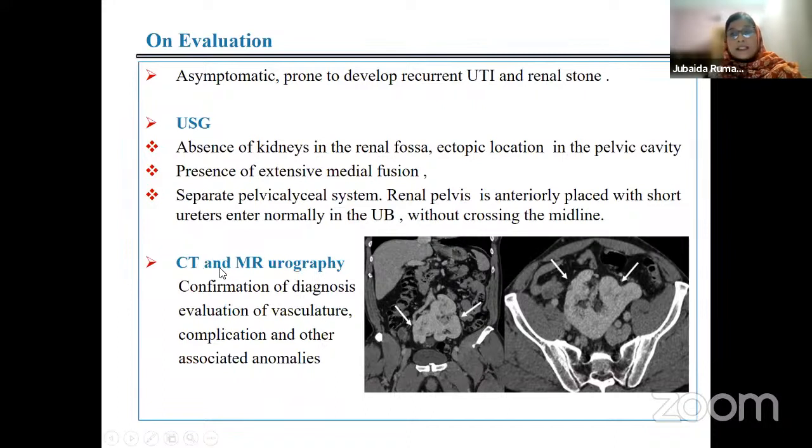And if we do CT and MR urography, we can confirm the diagnosis and evaluate the vasculature and complications, and if there are any other abnormalities, this is made clear by CT angiography.